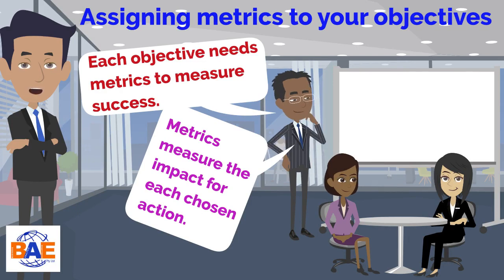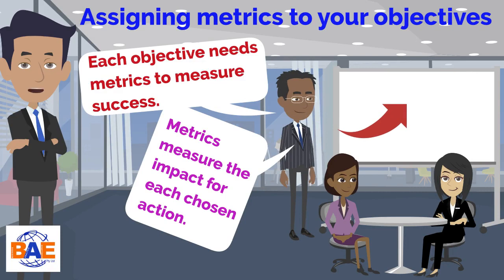If we use the example objectives we listed in our previous slide, you can look at some example metrics that can be used to measure the successful achievement of the objectives set. First example objective is increase profitability and revenues. An example metric could be sales revenue generated per salesperson.